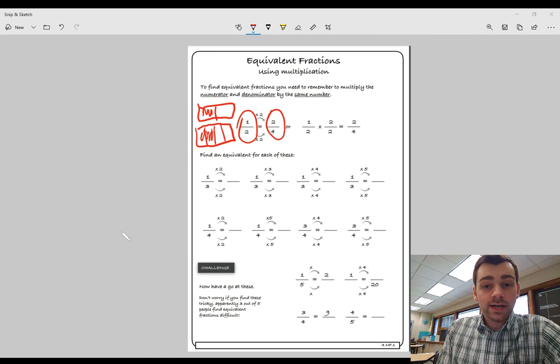Hello, class. So today we talked about equivalent fractions. If you did this in class, then you don't need to worry about this. But if you have not, then you need to be ready to get this done today.